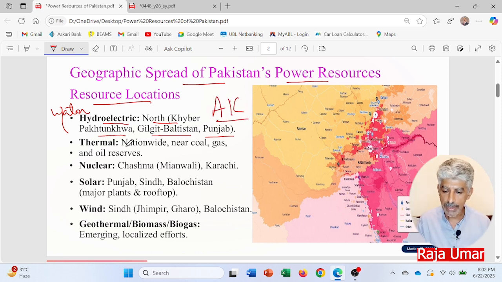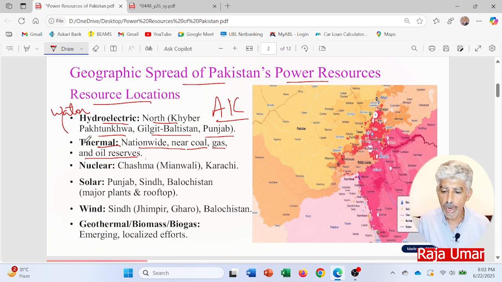So thermal power, nationwide, many thermal power stations are installed, few under the government control, and many are under the private sector as well. So they need coal, gas, and other oil reserves to run these thermal power stations as they fuel the plant to convert that water into steam first, and then that steam is able to move the turbines for the sake of generating power.